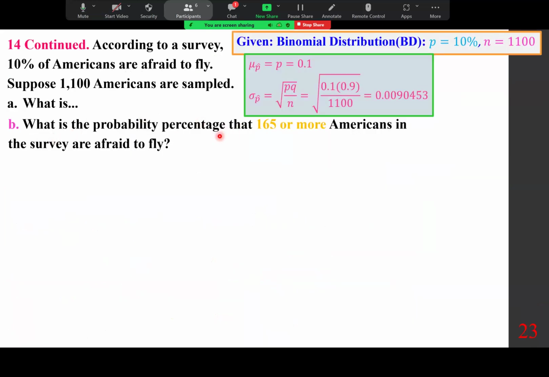Part B of the same question. What is the probability percentage that 165 or more Americans in the survey are afraid to fly? And here's the information from the previous page. The P is 10%, N is 1100. Mu of P hat or P is 0.1. Sigma of P hat is 0.009045. P hat is X over N. That means 165 over 1100 or 0.15. And we want probability of P hat larger than or equal to 0.15.